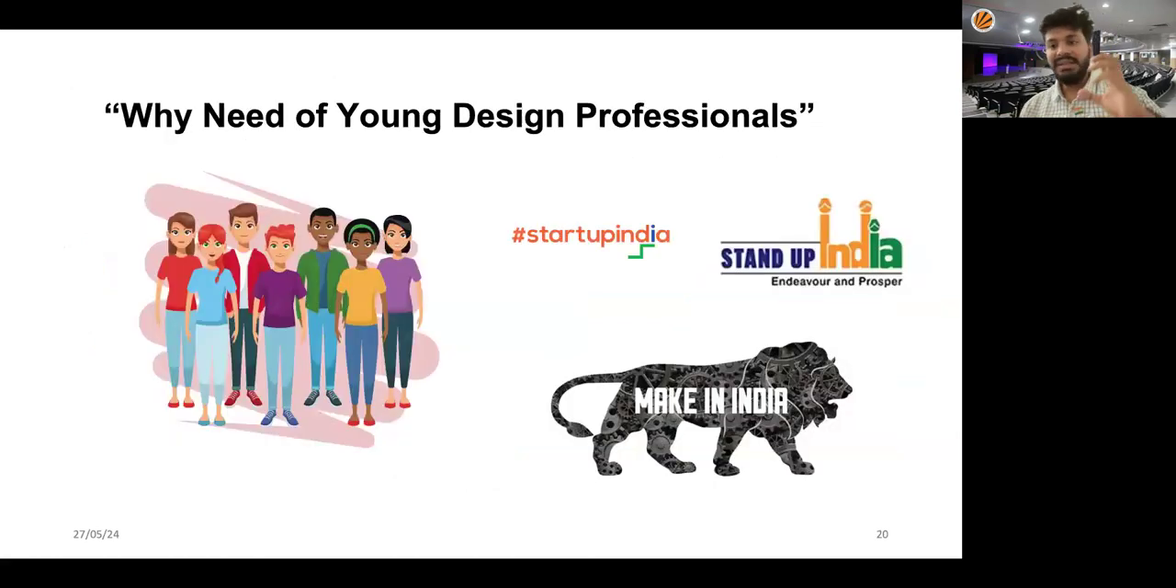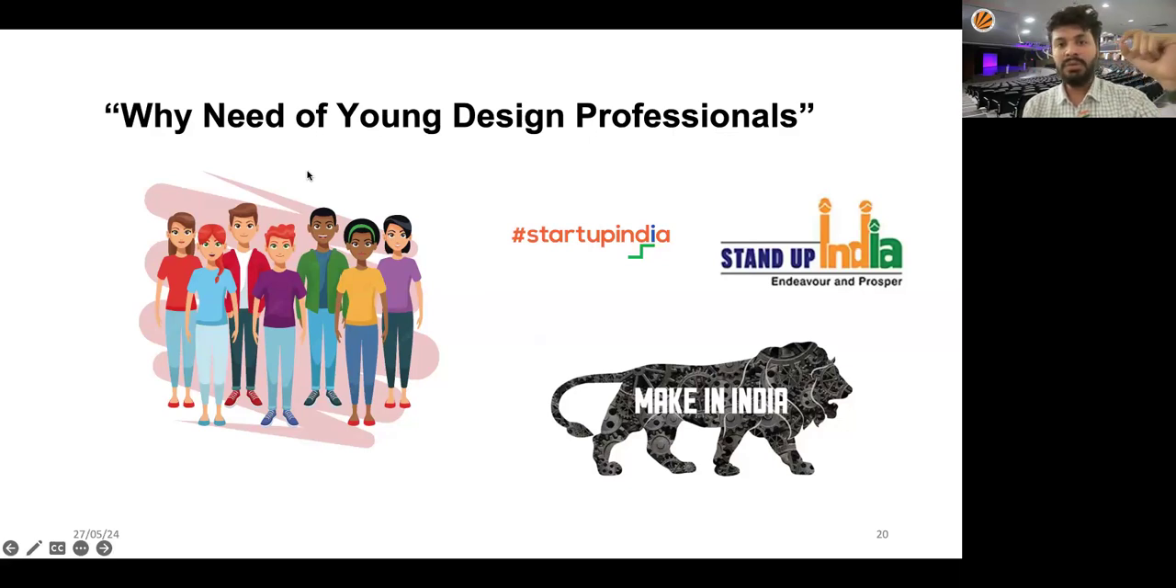Next, this slide is very crucial for young design leaders. Why the need for young design professionals? This is a question that comes to every student. Why am I taking the design course? Why am I going to do product design? Why am I going to do user experience design? Why am I going to select interior design? This is a question that comes to your mind. I wanted to highlight why design professionals are required in this 21st century.